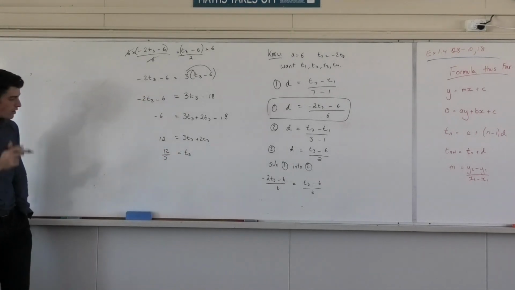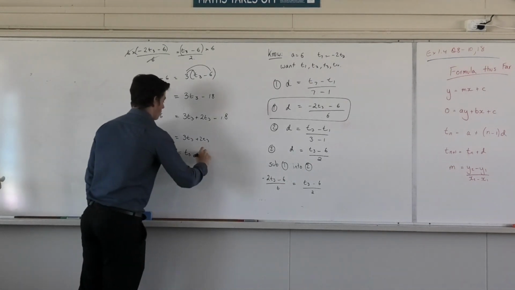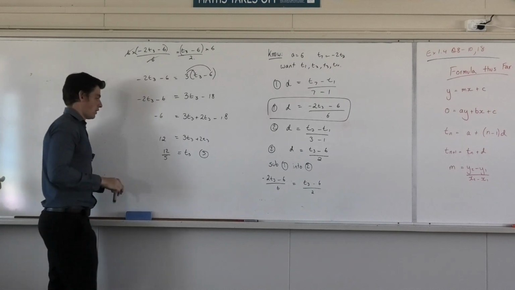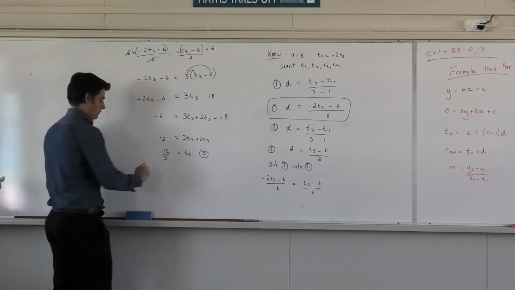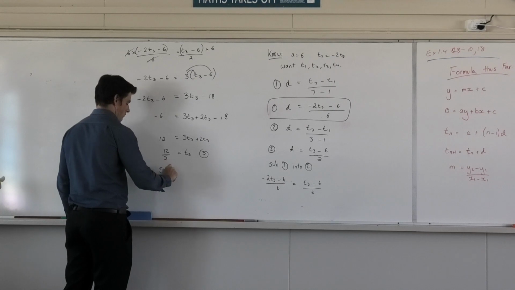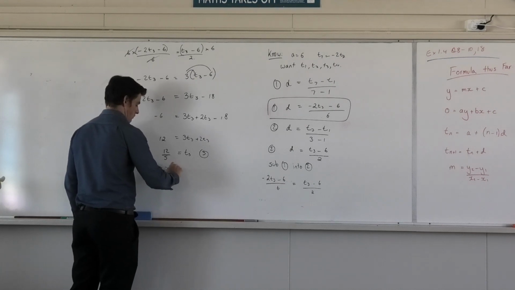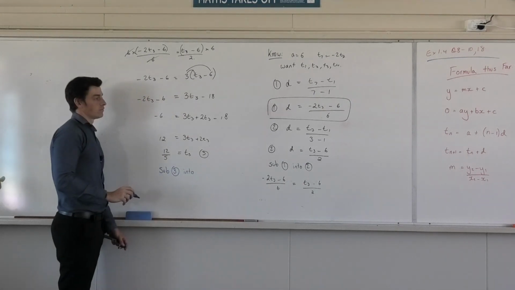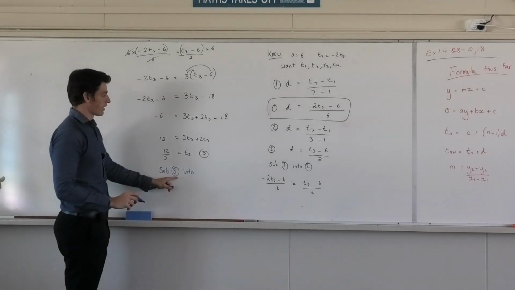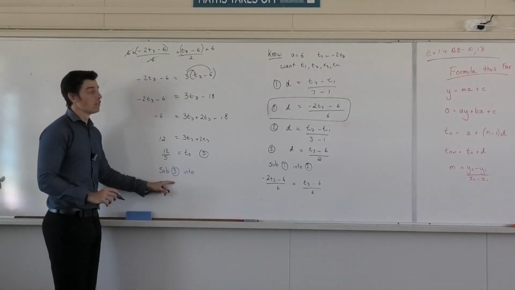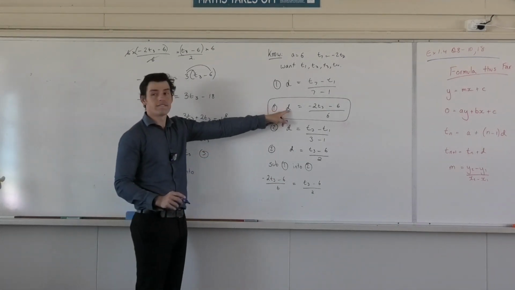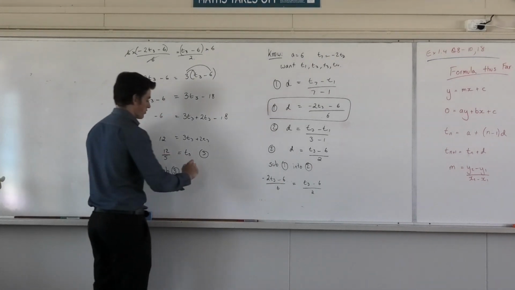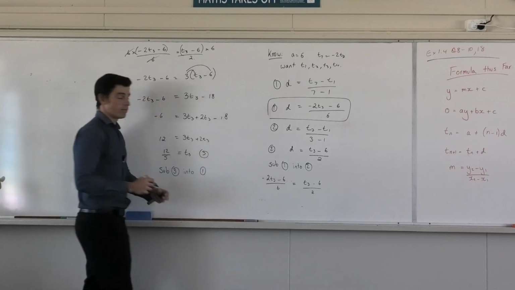Cool. So now that I know T3, we know term 1 and term 3, so now we need term 2 and term 4. Which equation would you use? Tn equals A plus something, yeah, but before I get that, I've got to find something else. What do I need to find? The difference. So I sub that into any one of them, and I'm just going to go into equation 1.